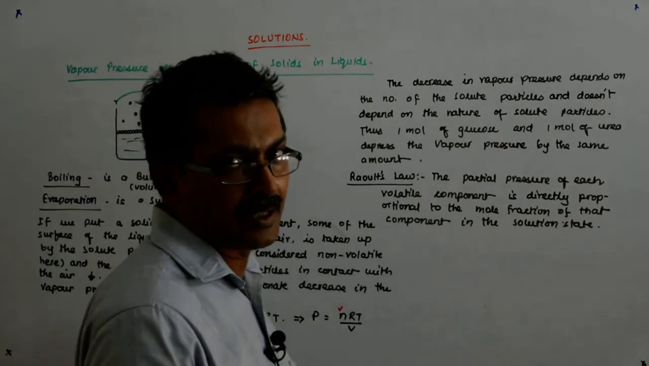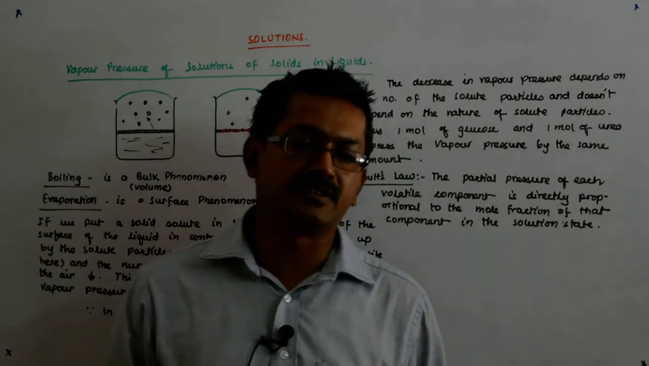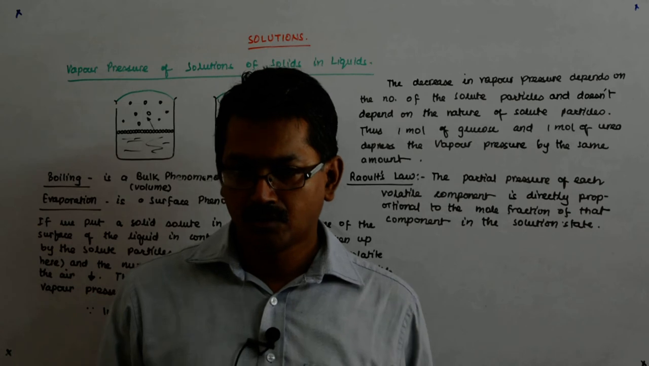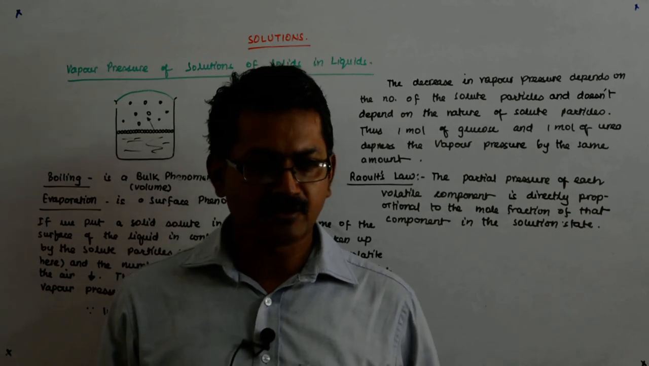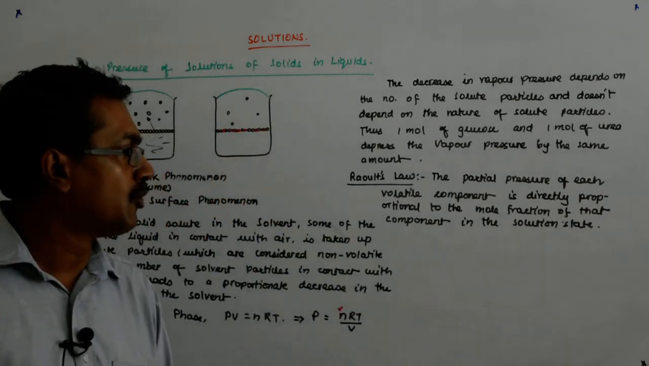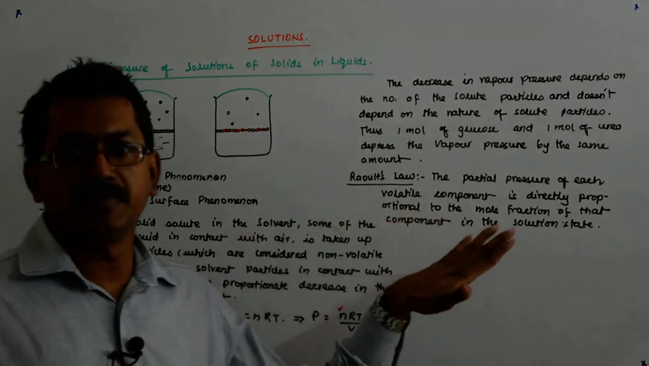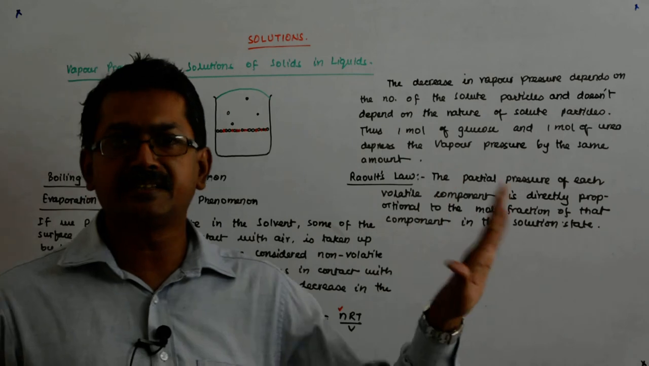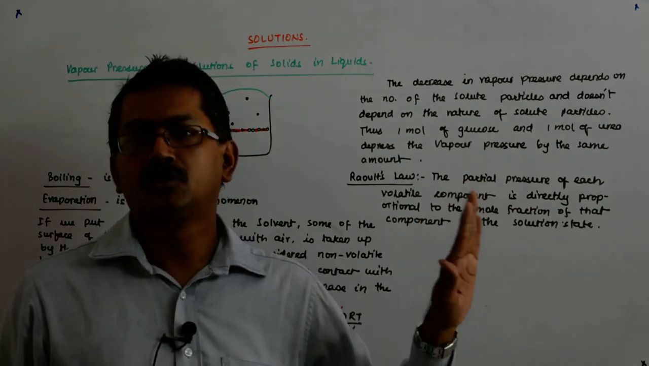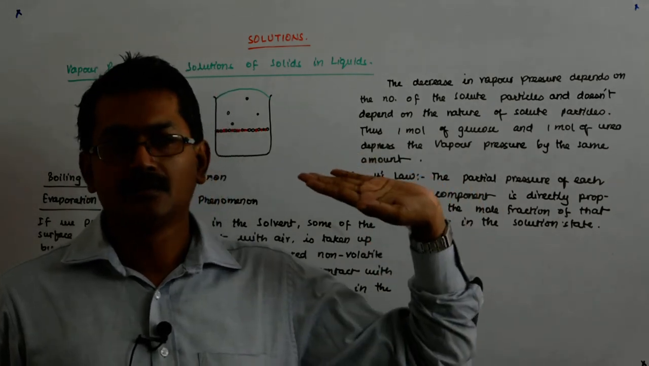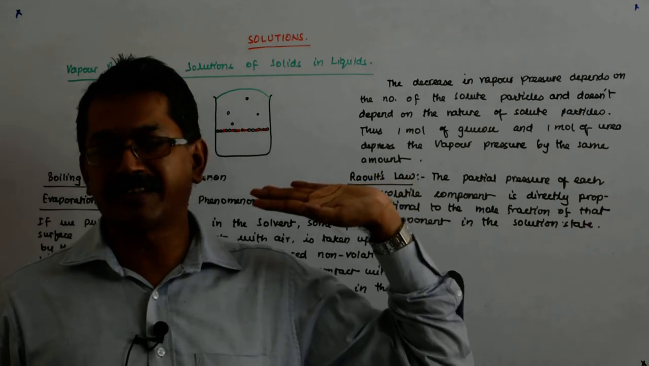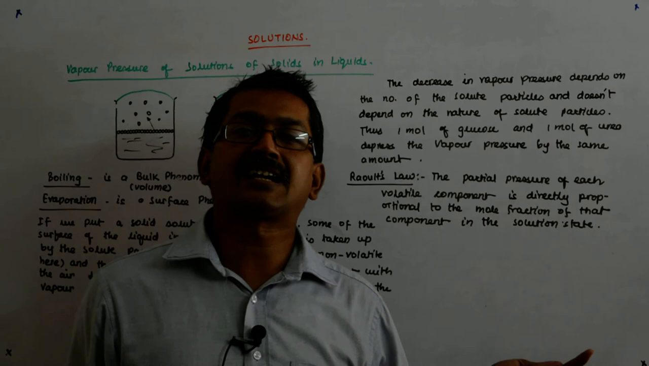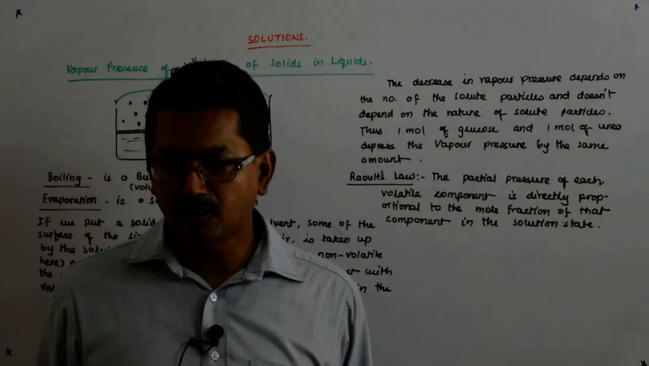Now suddenly what happens? Something comes that is non-volatile. So though it is not contributing anything to the pressure, now we try to understand it mathematically. So what happens? Though the second component is not contributing anything to the partial pressure above it, how is it depressing the total pressure? By reducing the mole fraction of the volatile component.